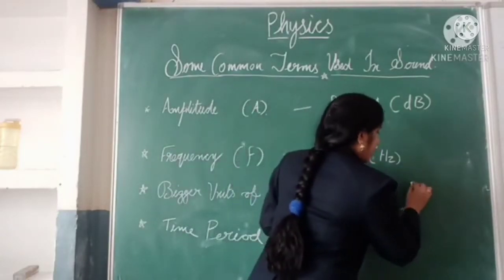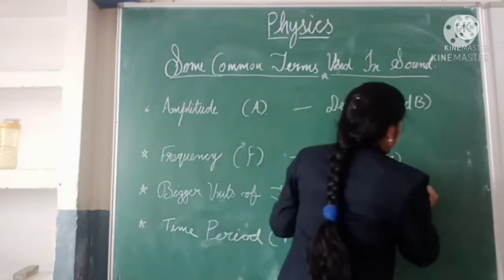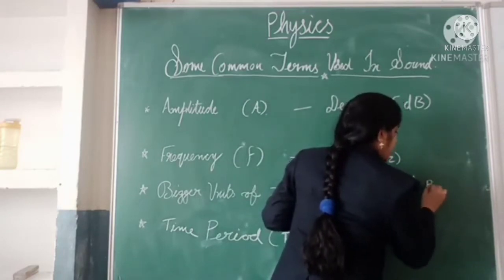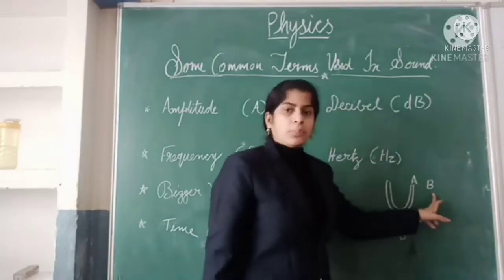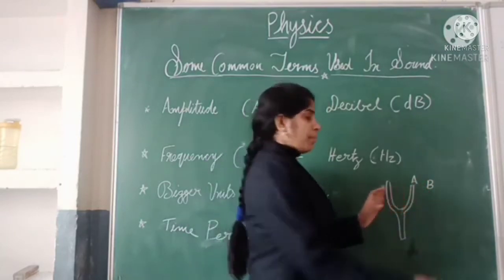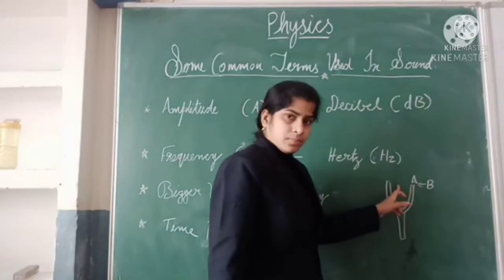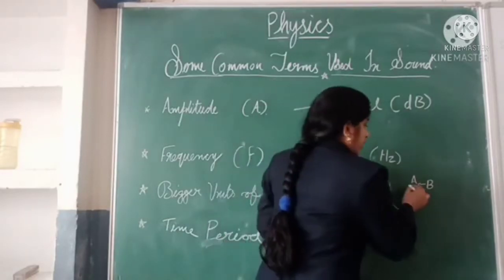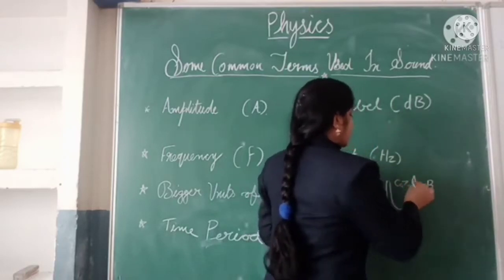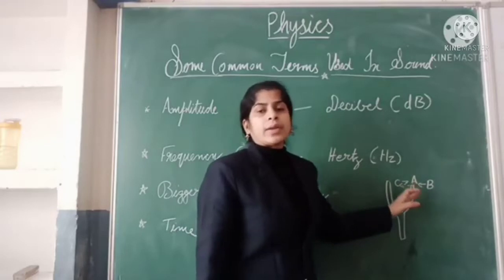So think about this as A, the mean position. A is the mean position of the tuning fork arm, and this will vibrate. It will move to this side, that is B, the extreme position B. And it comes back to the mean position A, and then moves to the front side, that is the extreme position C, and again moves back to the mean position A. So in this way it will vibrate.